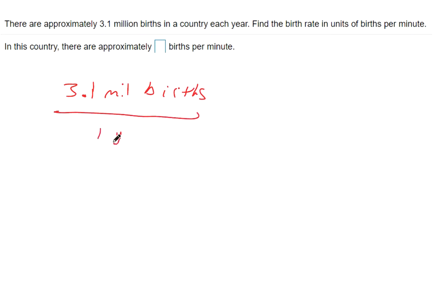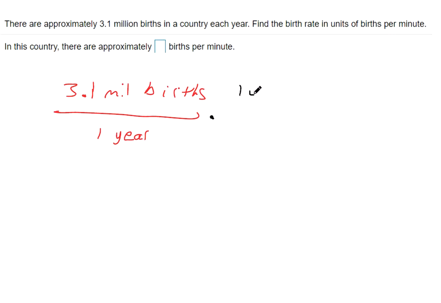For 1 year, there's 3.1 million births for 1 year. We're supposed to find the birth rate in units of births per minute. So we just need to change our time unit from years into minutes. An easy way of doing that is by using a conversion factor.